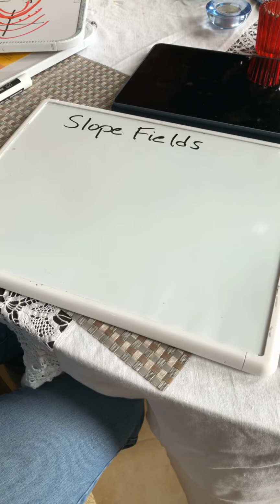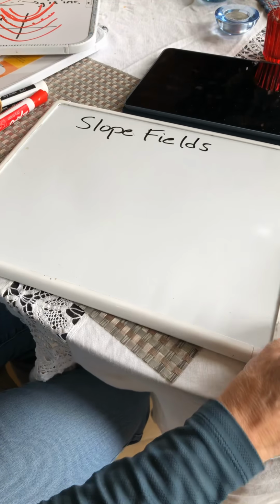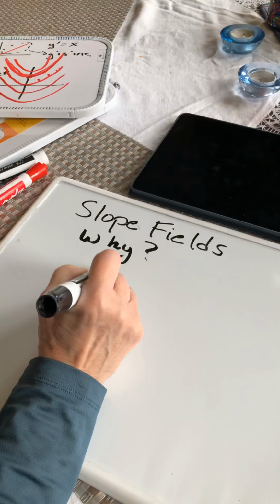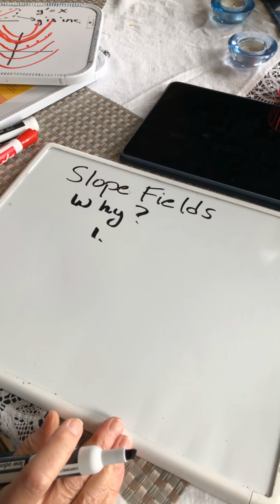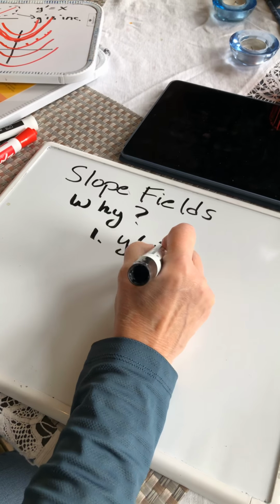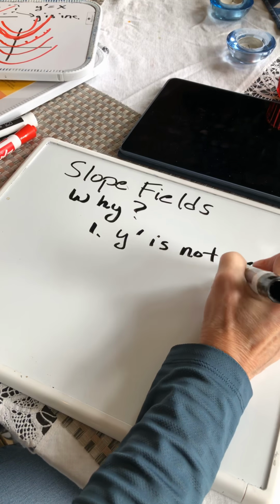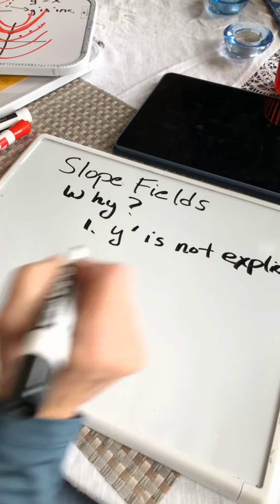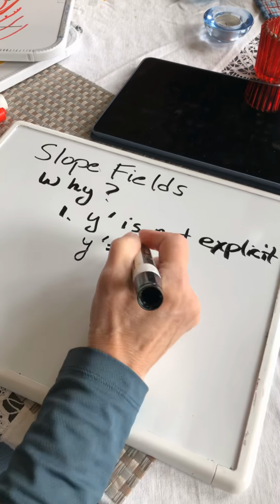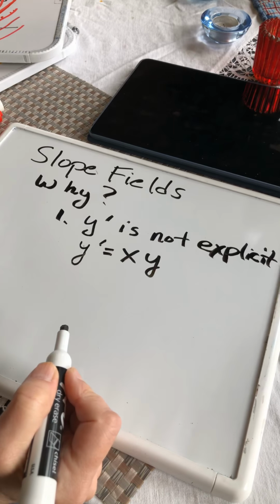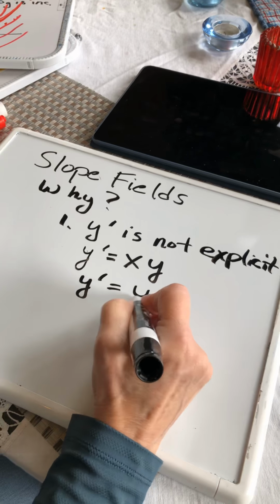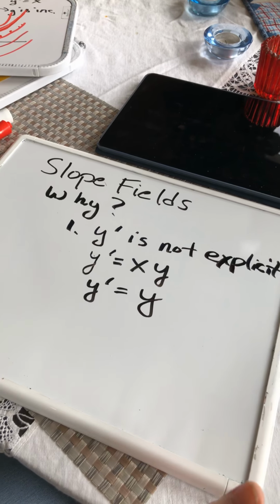So the question is, why in the world do we need something called a slope field? And that's because there's a few reasons. One is because the derivative might not be given explicitly in terms of x. So an example of that we've seen in differential equations, maybe y prime is equal to x times y. Or maybe y prime is just in terms of y itself. So that would be one reason.